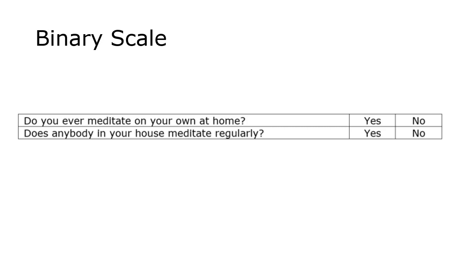Binary scales are nominal scales consisting of binary items that assume one of two possible values, such as yes or no, true or false, and so on. So asking the question, do you ever meditate on your own at home? The answers are yes or no, so that's just binary data. It would be nominal if you wanted to know what type of data on the scale.